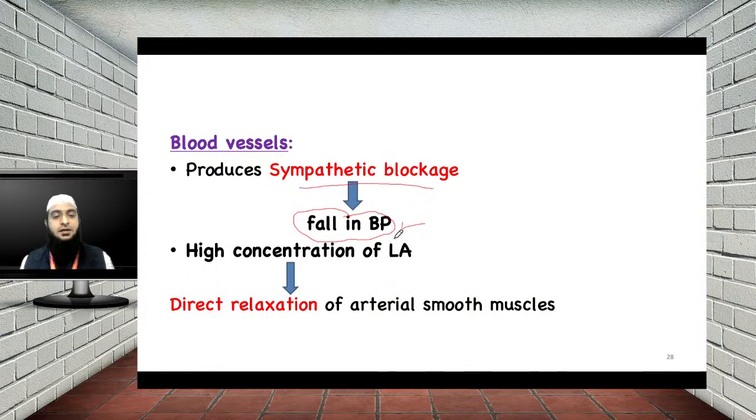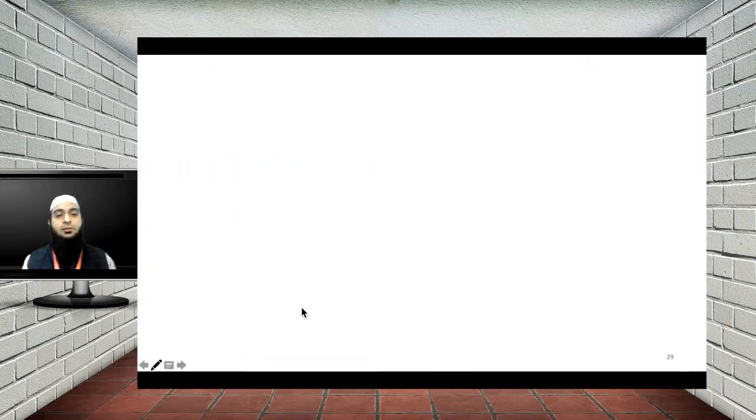A high concentration of local anesthetics may produce direct relaxation of arterial smooth muscles. The overall effect is due to sympathetic blockage, also dilatation and fall in blood pressure, and due to relaxation of the blood vessels it increases their diameter. The overall result will be dilatation of the blood vessel if the drug comes in contact with the blood vessels. So this is the effect on the blood vessel. Now let's see what happens in the case of a toxic concentration of the local anesthetic.